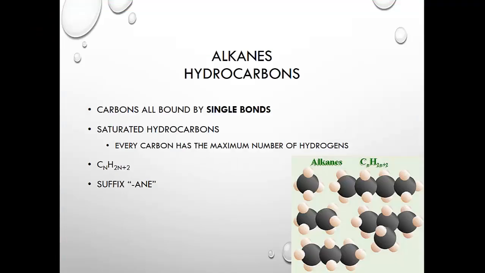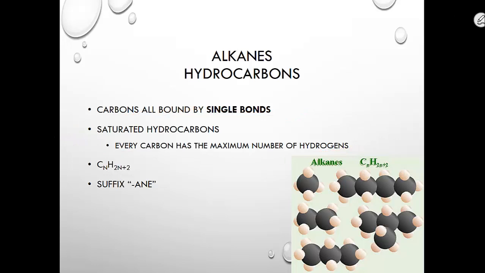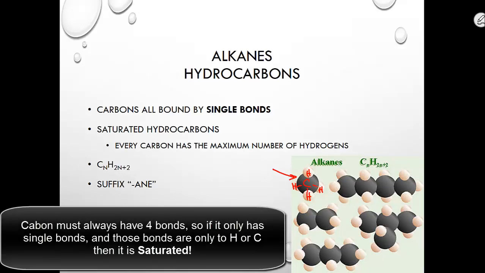If all your carbons are held together by single bonds, it is known as an alkane. Alkanes are the simplest of hydrocarbons. They are what are known as saturated hydrocarbons, where every carbon holds the maximum number of hydrogens it can. So, for this example, we have methane, where that carbon is holding all the hydrogens it possibly can. In this second example, we have butane.